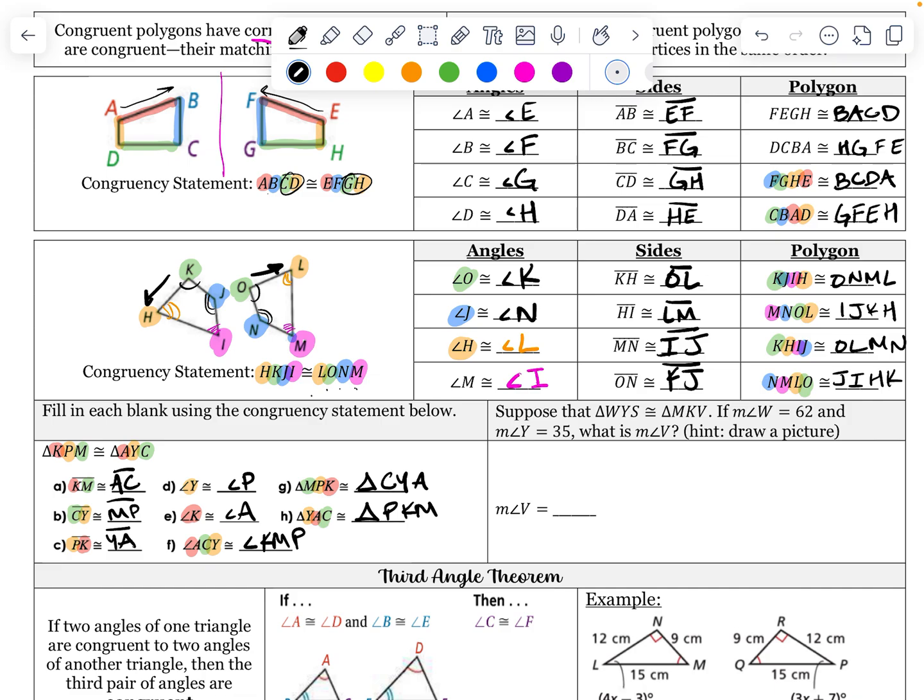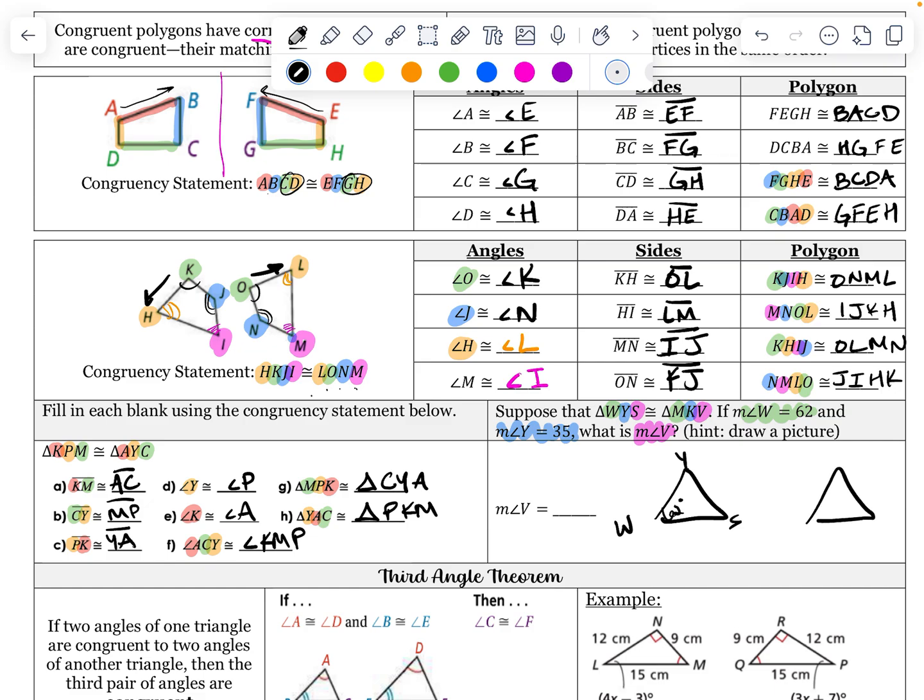All right. First, I'm getting into my colors. That, and that. Y, K, and Y. So that means S, V are the same. And that is what we're looking for. We're looking for that S and that V. Y'all, triangles have to add up to 180. If it helps you to draw the picture, draw the picture. So I've got W, Y, S, and W is 62 degrees.